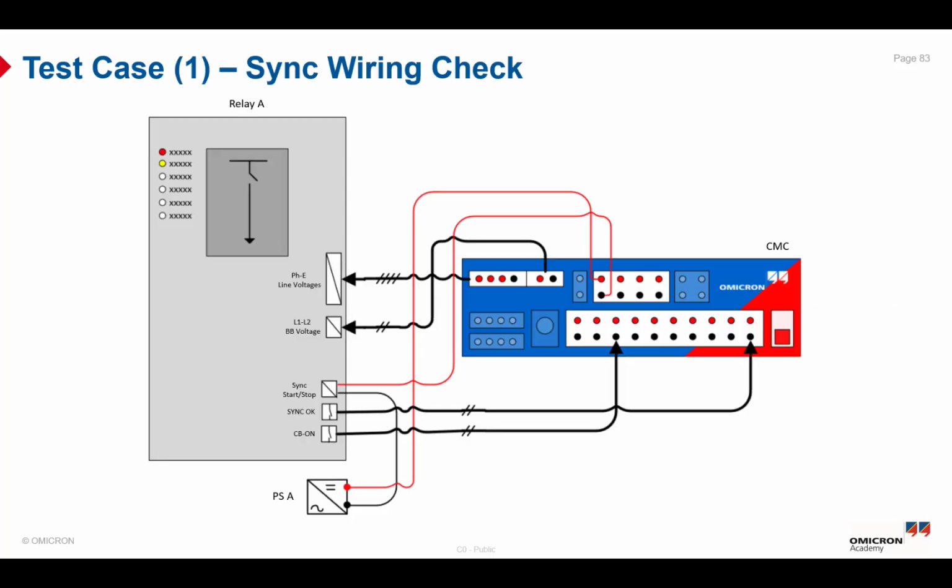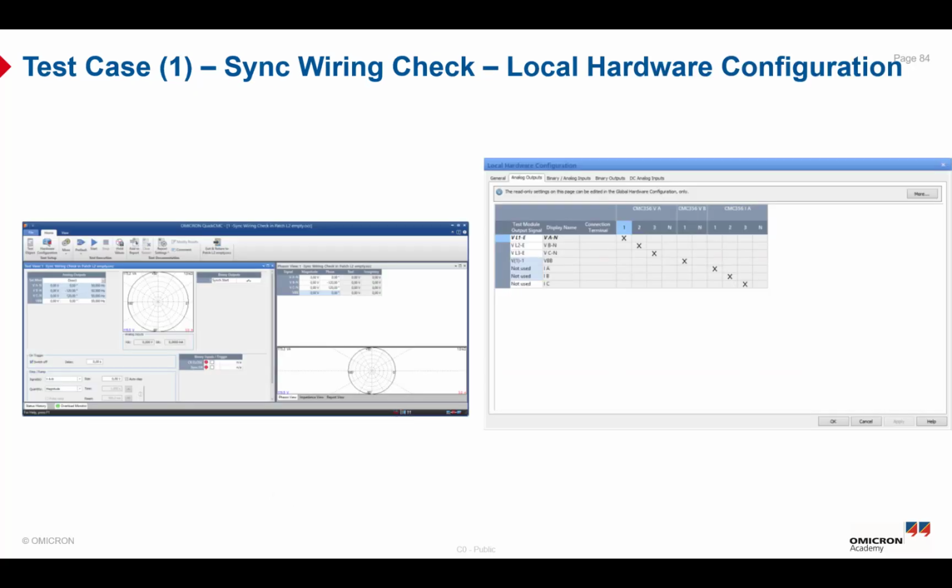So the test case number 1, as we explained in the previous slide, we need to check the synchro wiring check, and we need to configure the global hardware configurations, test object, the local hardware configuration. So for our test here, we just have to select which signal we want to use and how the test module should trigger them in the local hardware configuration, as we will see in the next slides. So as you can see here, for our test, we need to configure the local hardware configuration.